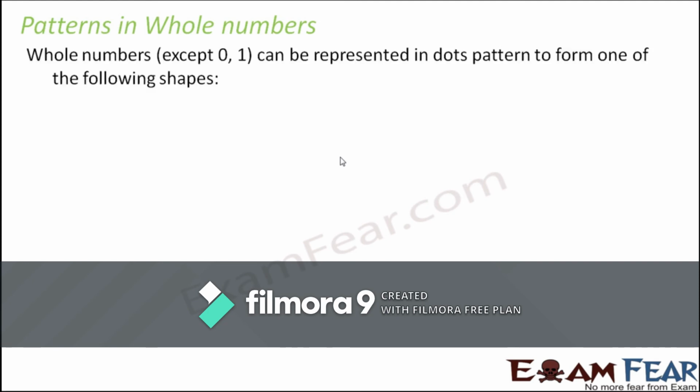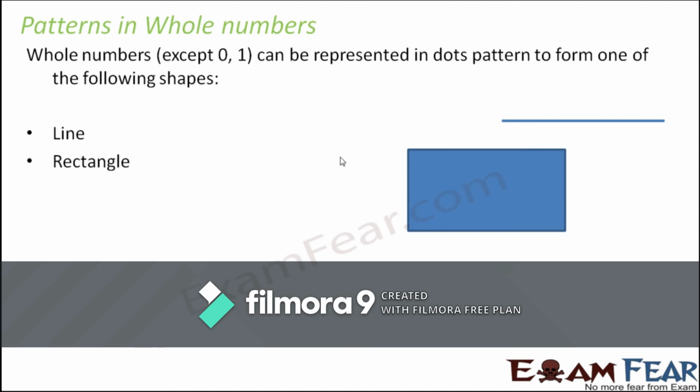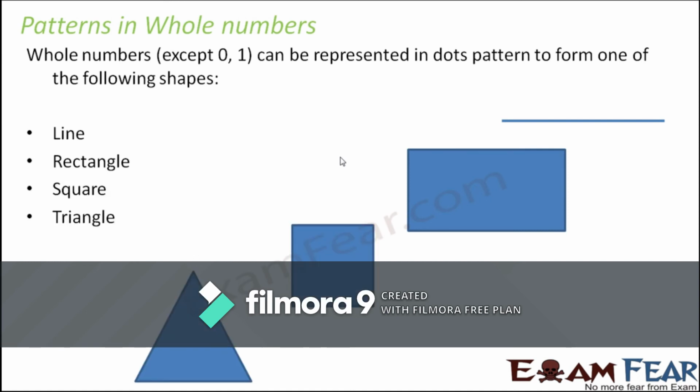Now, one interesting thing to observe is that all whole numbers can be represented in dots pattern to form some kind of shape. Now this shape could be a line, it could be a rectangle, it could be a square, or it could be a triangle. So the numbers can be represented in one of these forms.